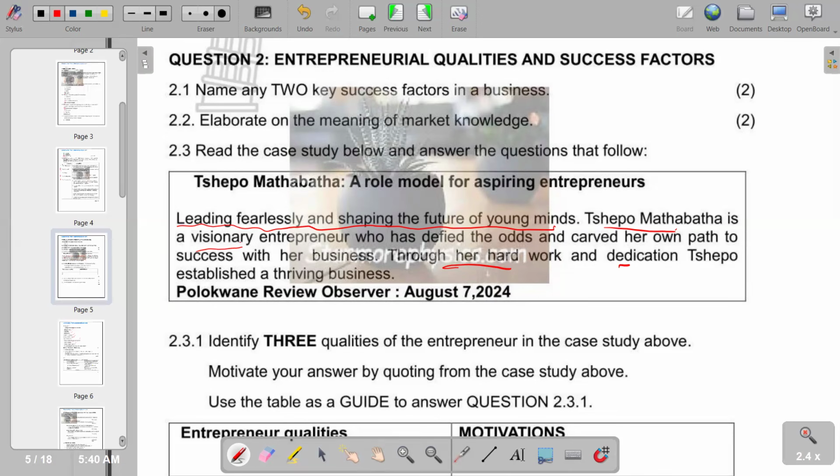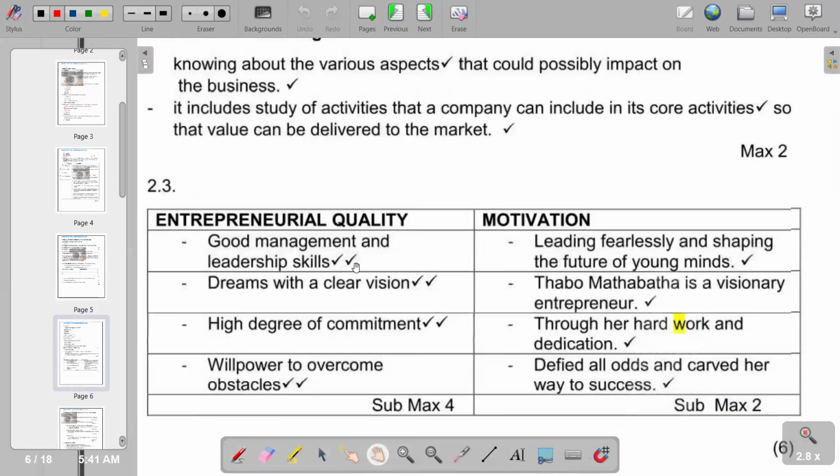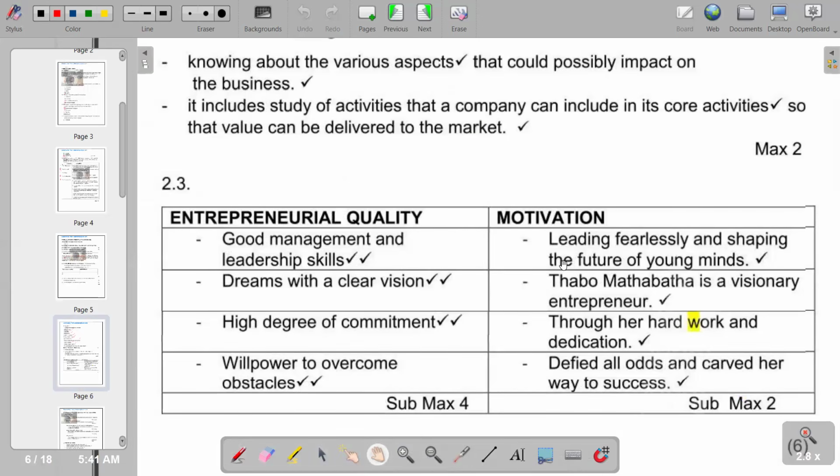So we check again whether we have other parts that can also indicate that. But according to the question, it requires three qualities, which we have already identified. So we have these also mentioned in our other section, whereby we are saying for the first quality, good management and leadership skills, which is highlighted where it reads leading fearlessly and shaping the future of young minds. So that's what we have on that one.